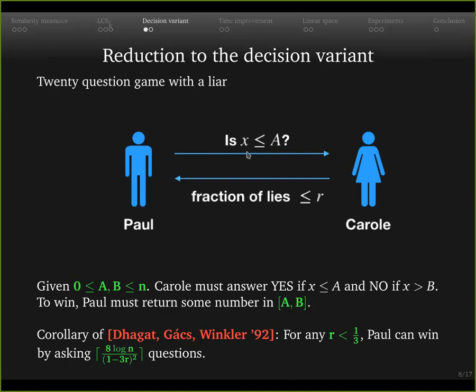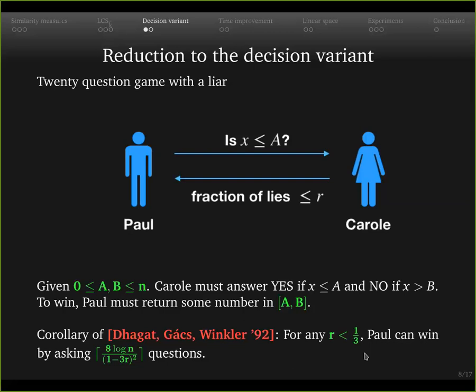And he has questions of the form, is X strictly inferior to A? And Carol must answer yes if X is below A, no if it's strictly larger than B. And she can answer anything if it's between A and B. And in the version where you play with a liar, Carol is allowed to lie a fraction of the time, and that fraction must be below R. We used in our paper a corollary of Dagan, Gacs, and Winkler in '92 that says that for any R below 1/3, Paul can win by asking roughly log n questions.